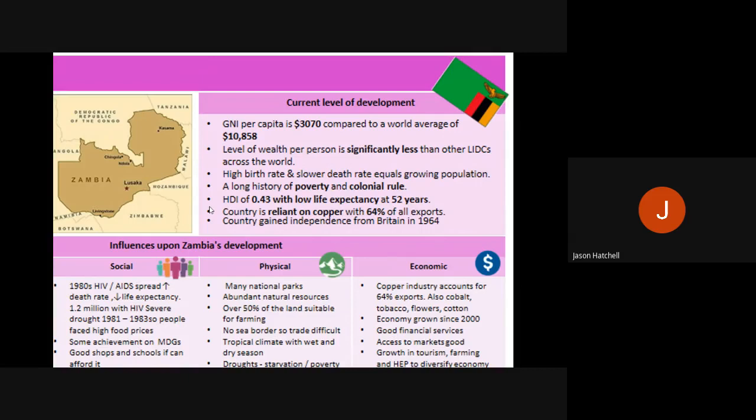It's a country that relies on its copper industry. So it has an abundance of copper resources in certain parts of the country, and that makes up 64% of all of its exports. So without that copper, Zambia would be in an even more perilous situation than it is. It does have something it can export around the world, specifically to places like China. And China does play a role in Zambia. And it gained independence, as I said earlier, from Britain in 1964. So it's still a relatively new independent country if you think about all world countries, but it is starting to see the benefits of being able to export its copper, etc.